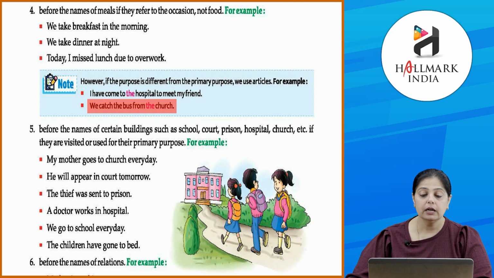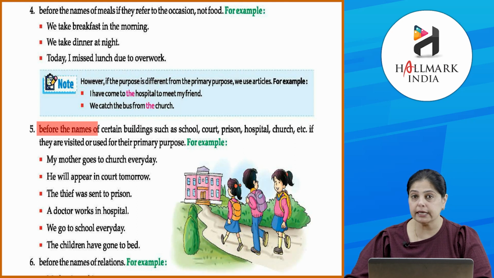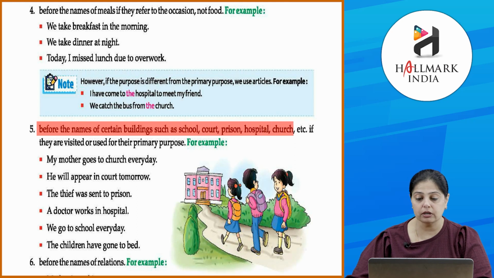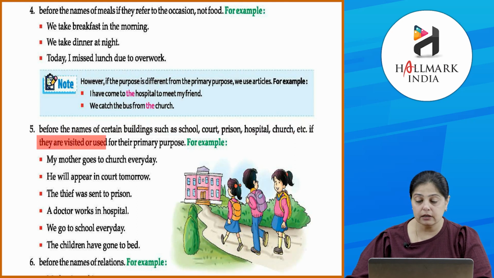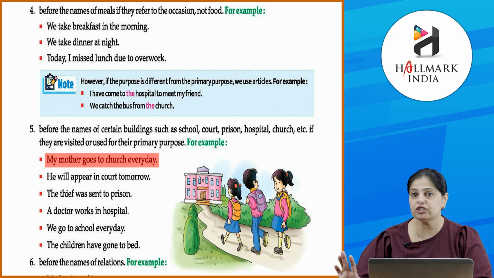Okay. Before the names of certain buildings such as school, court, prison, hospital, church, etc. if they are visited or used for their primary purpose. अगर ये primary purpose के लिए use हो रहे, okay, कि वहाँ पे daily जाना ही है, तो फिर हम use करते हैं. Otherwise we don't have to. Okay. My mother goes to church every day. So this is like a primary purpose. वो daily church जाती है.